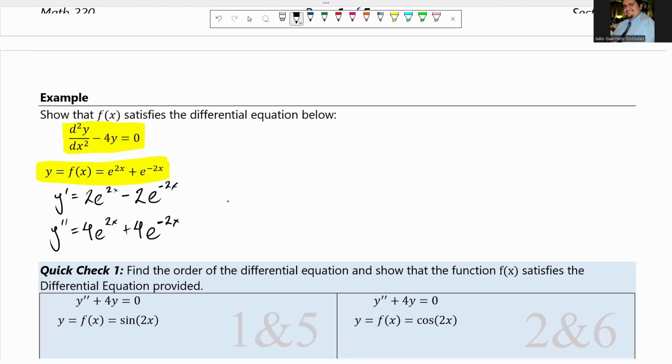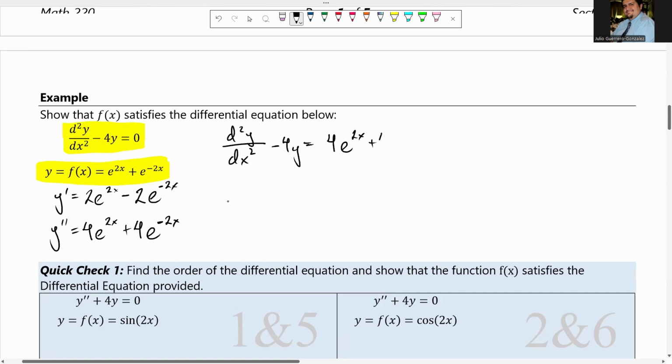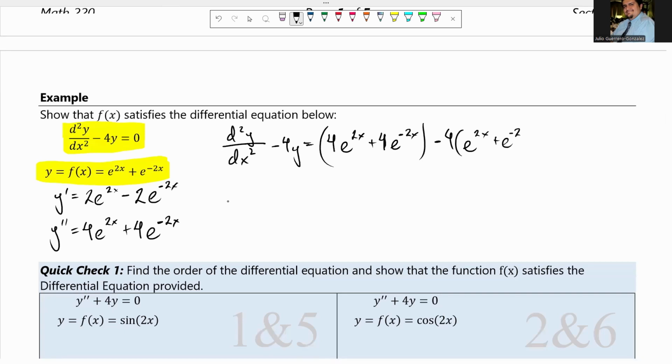Okay, let's go ahead and plug it into d squared y over dx squared minus 4y. My second derivative, 4e to the 2x plus 4e to the minus 2x. That is the second derivative, right? Minus 4 times my original, e to the 2x plus e to the minus 2x.